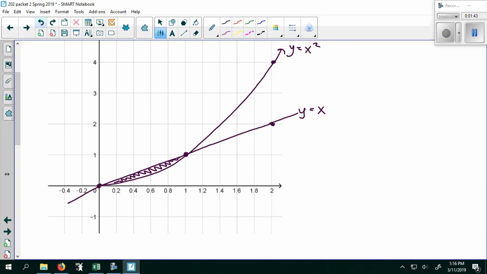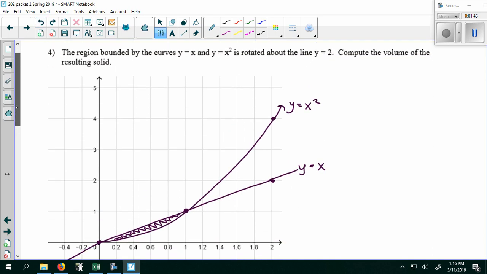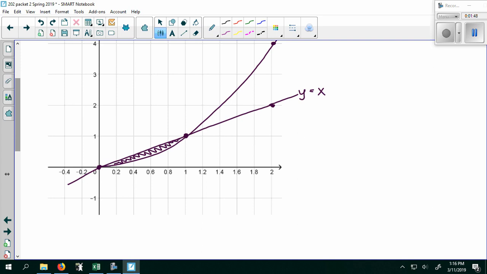So I want to rotate that area about the line y equals 2. So now I'll sketch that line in, because I didn't draw it before since I didn't want to get confused about what my bounding lines are and what my axis of rotation is. Okay, so I'm going to draw a little representative rectangle perpendicular to the axis of rotation somewhere in my generating region. So I've got a little rectangle right here, at a random location, x sub i, somewhere within the region.